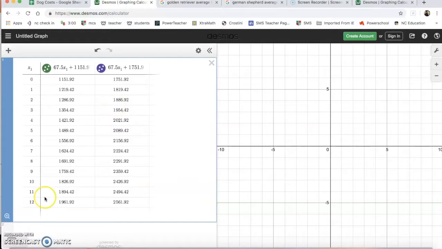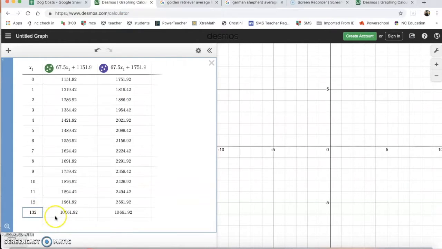So let's go back to the table and let's say that you own the dogs for 132 months. If the dog lived for 11 years, based upon the prices that we were considering, the German Shepherd would cost you about $10,000 and the Golden Retriever almost $11,000. I think that kids would be kind of surprised that it was that much money. And this is a low estimate because we only included vet costs in our initial fees, but there's going to be more veterinary visits over the years that you have your dog.